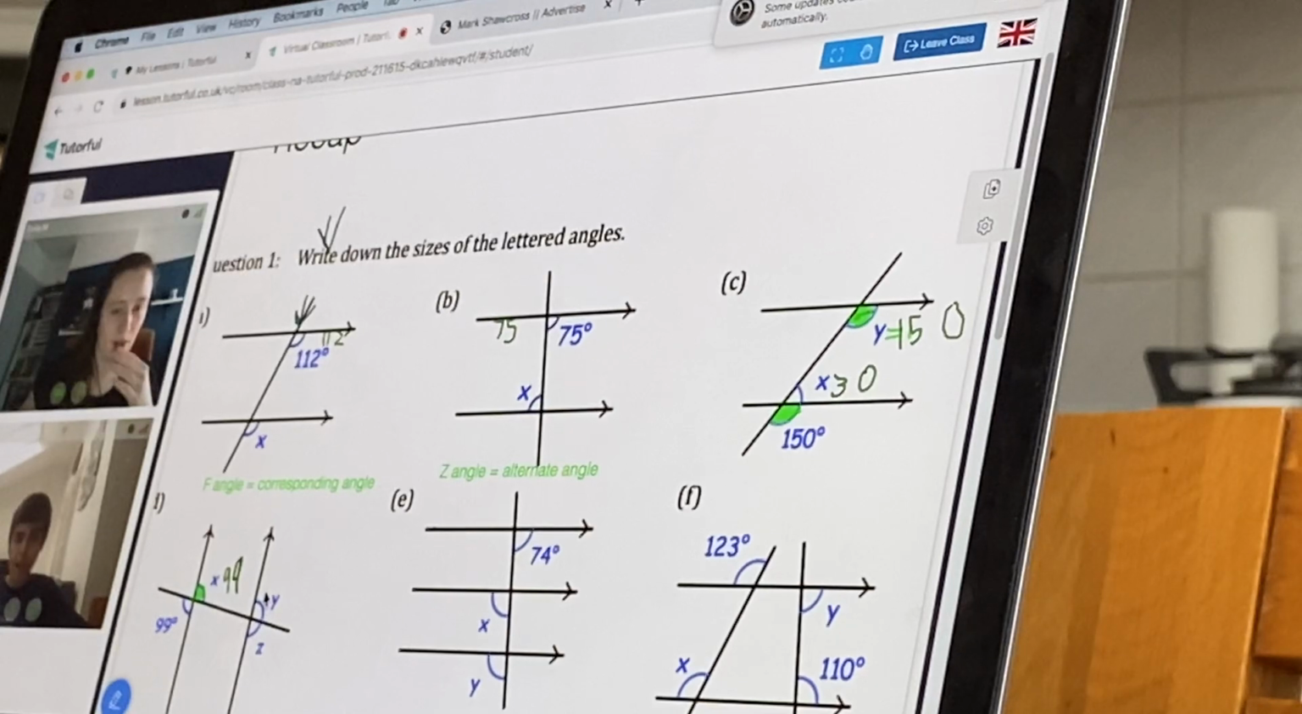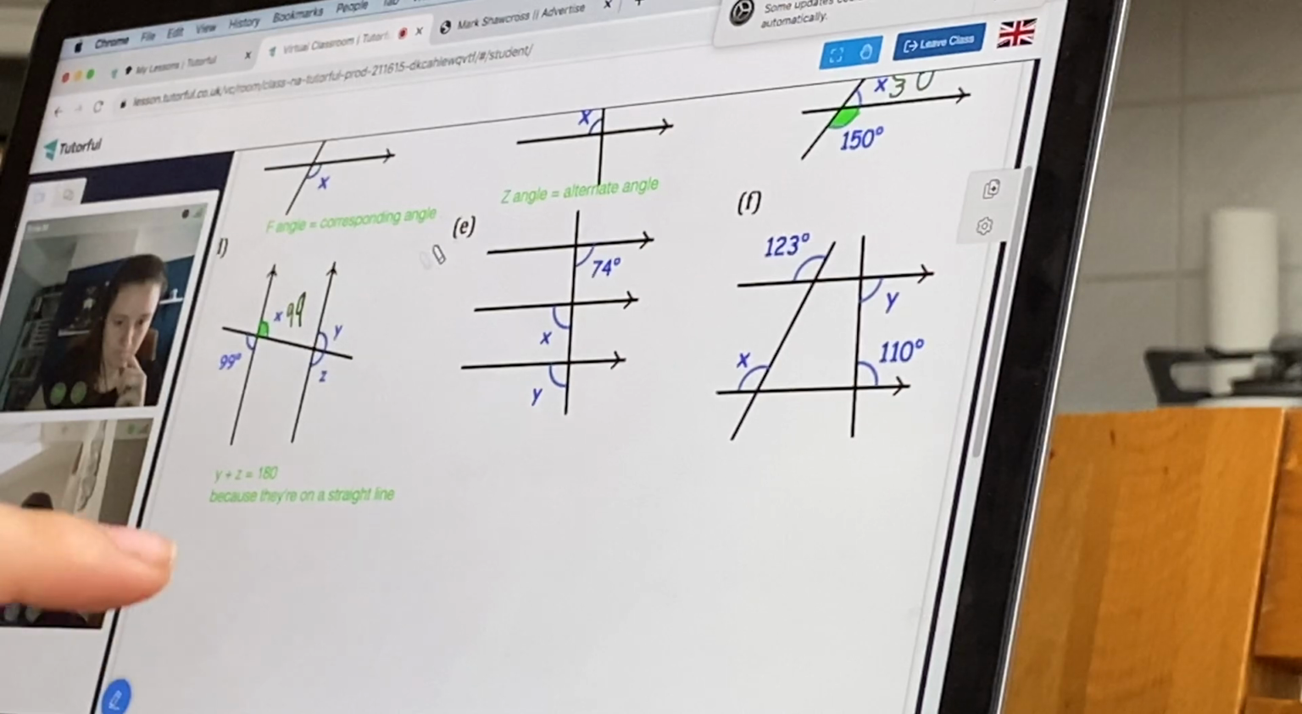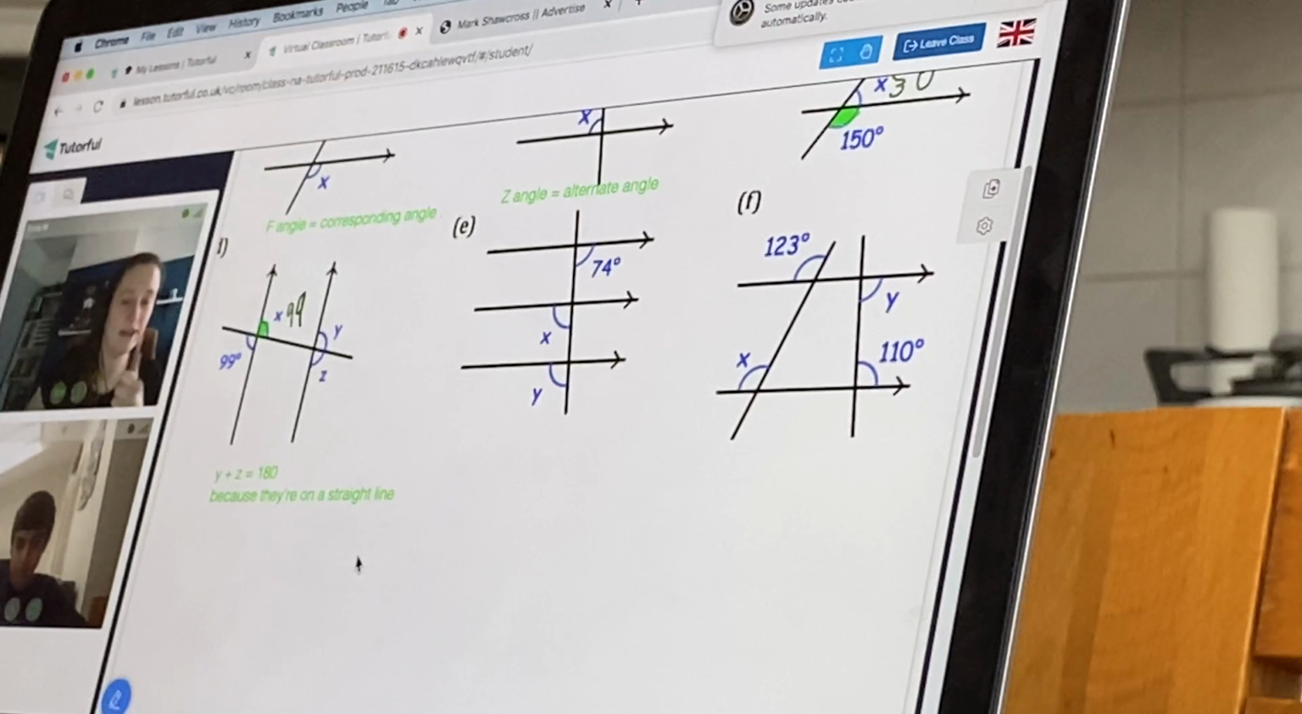Yes. So is there anything that we've already done in the rules that we already know that we could use to work out what y and z are, or what y or z is? Oh, 99. Is it? And then when you get that, you'll add those two to make 180. Yeah, one of these is 99. Do you know which one it is? The one at the bottom, z.